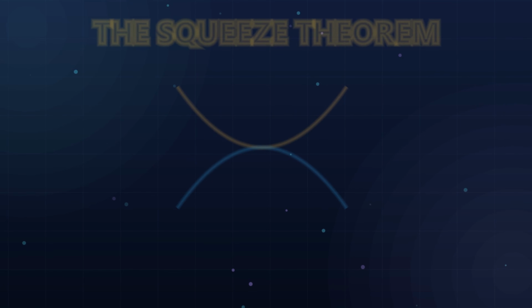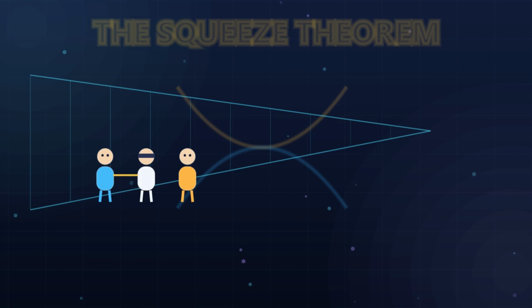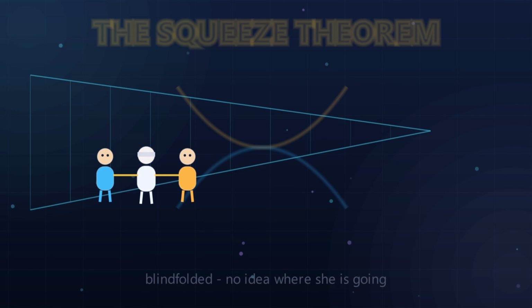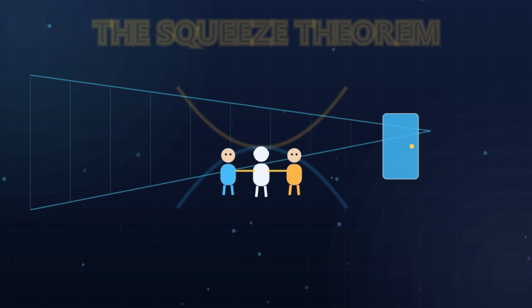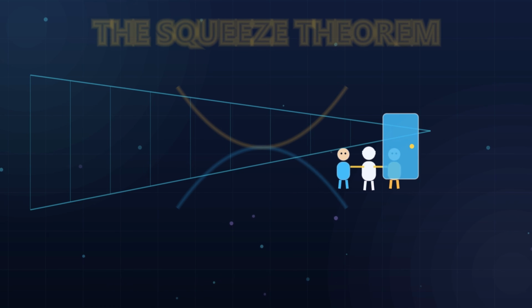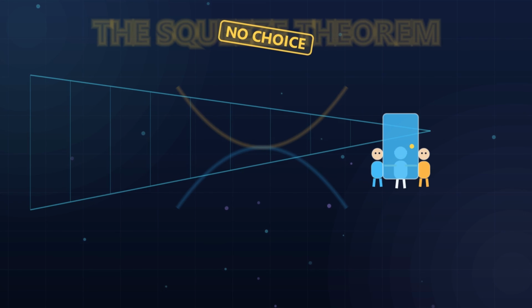Forget maths for 20 seconds. Imagine 3 friends walking down a corridor. The one in the middle is blindfolded, and the other 2 are holding her hands, one on each side. Now suppose I tell you that the friend on the left ends up at the blue door, and the friend on the right also ends up at the blue door. Where does the blindfolded one end up? You already know. She has no choice. She ends up at the blue door too, and you never had to watch her walk.